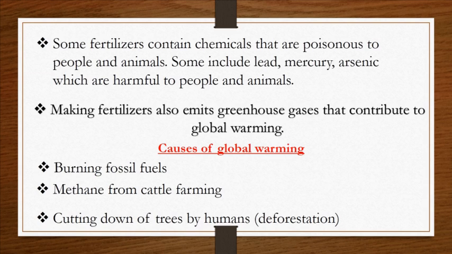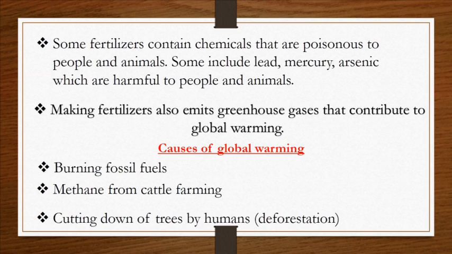Greenhouse gases are gases that trap heat in the atmosphere. And once the heat is trapped, it causes global warming. Good. What is global warming?